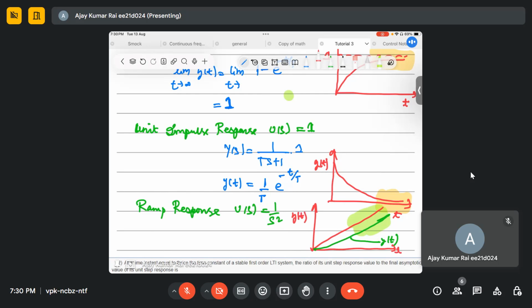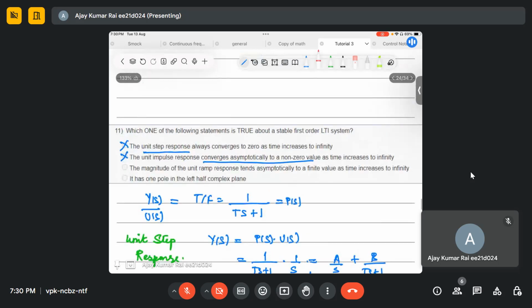You can refer to your lecture notes. So at t tending to infinity, what is happening? The magnitude of unit ramp response tends asymptotically to a very large value or infinite value as time increases to infinity. So this statement is also incorrect. It goes to infinity, it's not a finite value. Infinity is not a finite value.